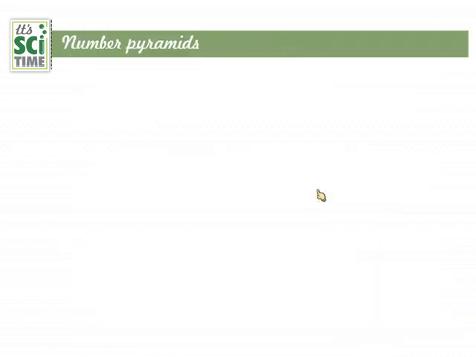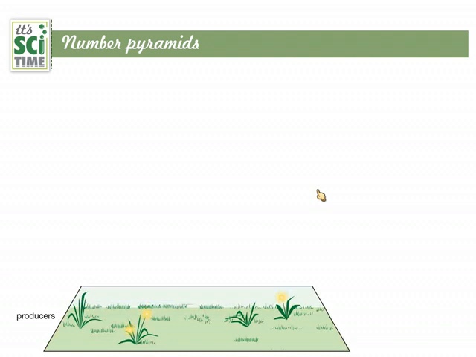Look at the number pyramids. There are three types of pyramids we will discuss, and the first type is the number pyramid. Here we represent the producers. There are plants, small plants, maybe large ones, as well as the algae found in this level.